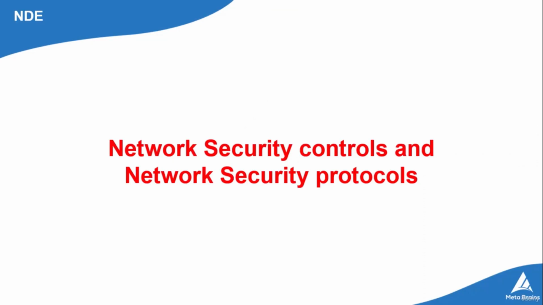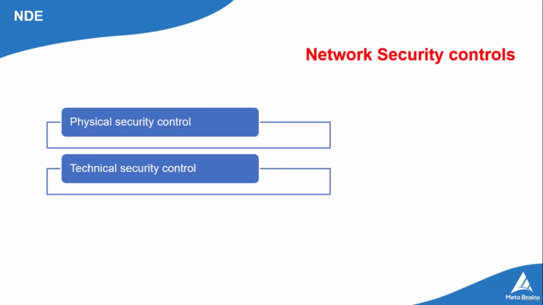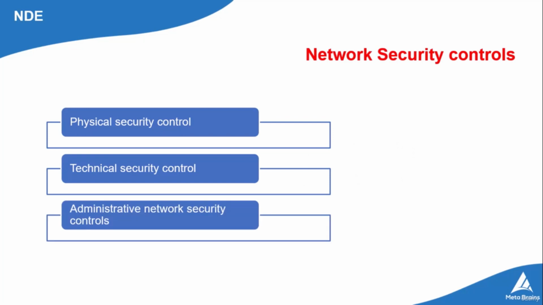The different types of network security controls. Hello guys, today we will get a view of the different types of network security controls that exist. They are partitioned over three main controls: the physical, technical, and administrative network security controls.